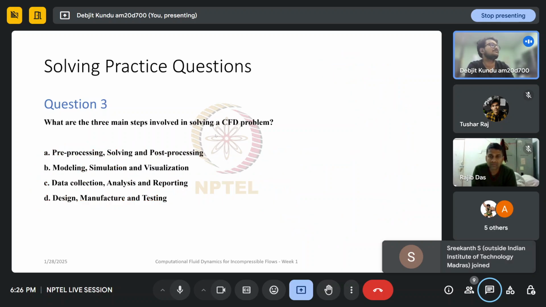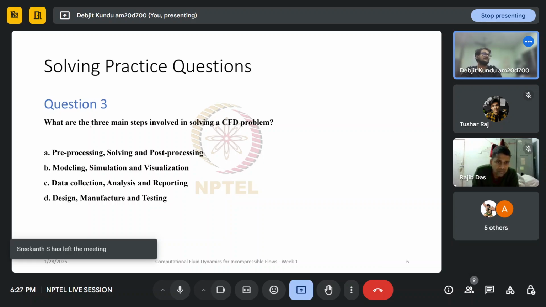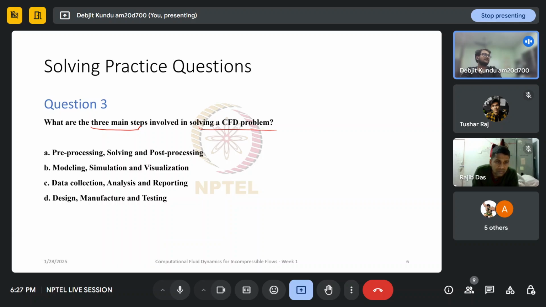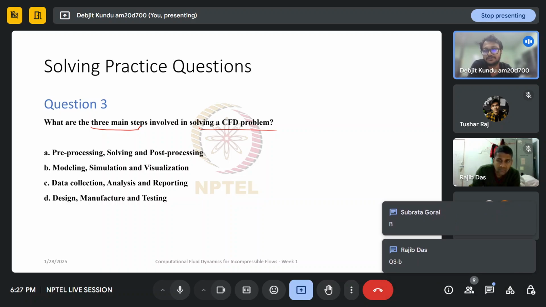Let's now move over to question number three of today's session. So this question is now asking us what are the three main steps involved in solving a CFD problem? So there are different options given here. Read through them carefully and pick out your favorite solution. So option A is pre-processing, solving, and then post-processing. There is option B, modeling, simulation, and visualization. Option C says data collection, analysis, and reporting. And option D says design, manufacture, and testing.